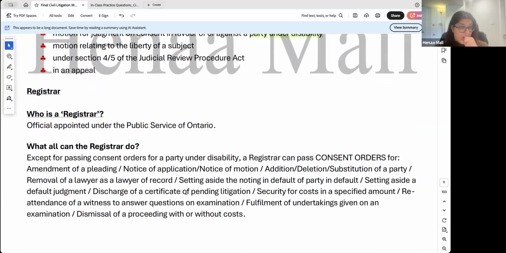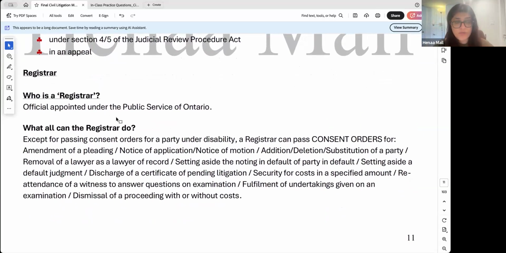Who is a registrar? Registrar is an official. Give me a minute, please.